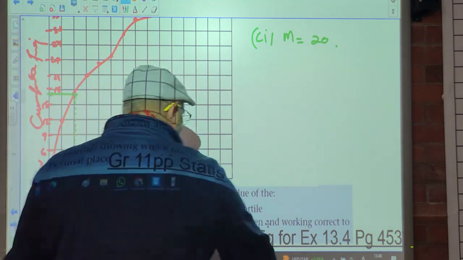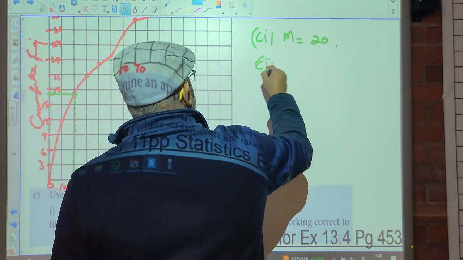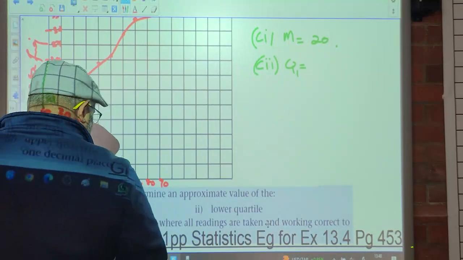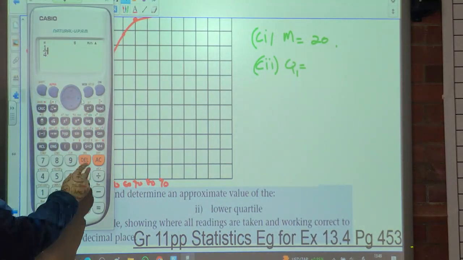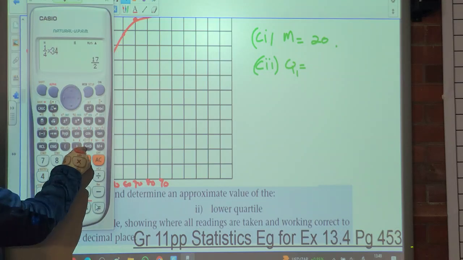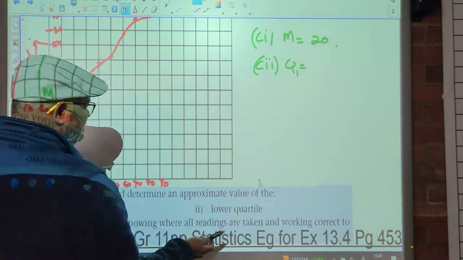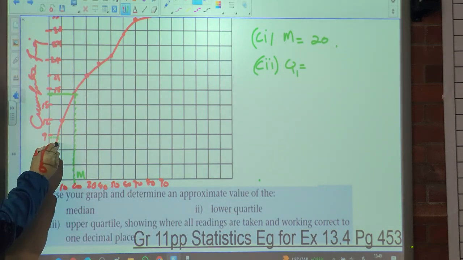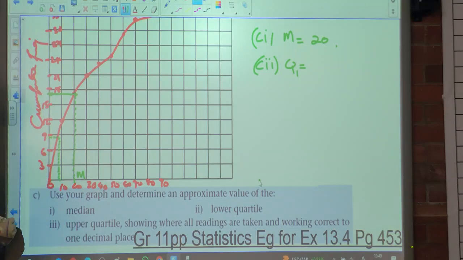Number 2, lower quartile. How do you work out the lower quartile? Q1 is going to give you 1 over 4 times 34. Gives you 8.5, which is basically the 9th number. So you go here, 8.5, just a bit lower than that. We are in the graph, I turn the graph down. And is that answer more or less than 10? Definitely less than 10. So this looks like 9 or 8.